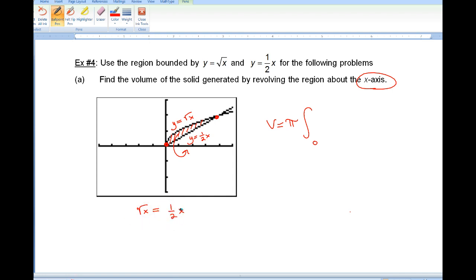Okay, so you could actually set it up or you could solve. Did we get that? So at 4, what's big R? Square root of x. So square root of x squared. What's little r? 1/2 x, excuse me.